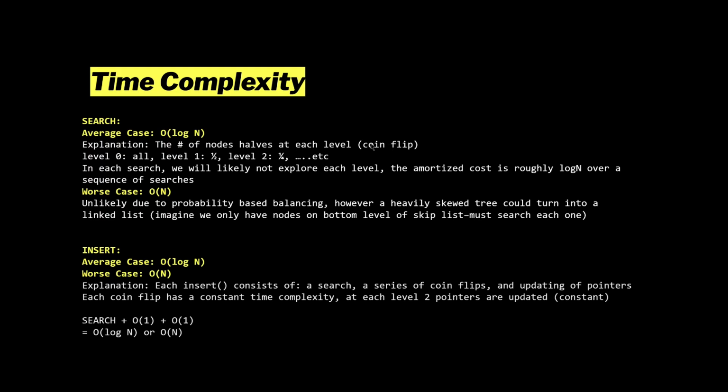The coin flip is going to make it so that at level 0 we have all of them, and then at level 1 we have half of those nodes, and then at level 2 we have a fourth of those nodes, and it keeps going. The next would be 1/8. So yeah, in each search, we will likely not have to explore each of the levels.